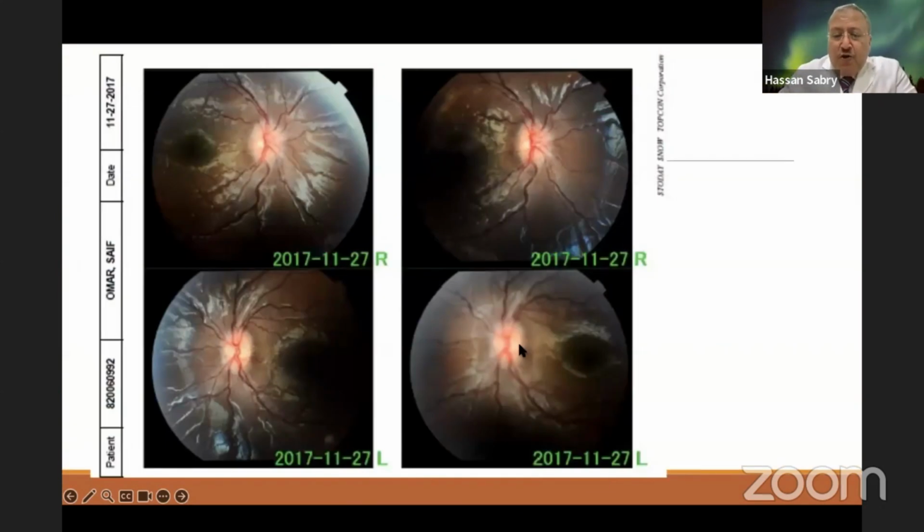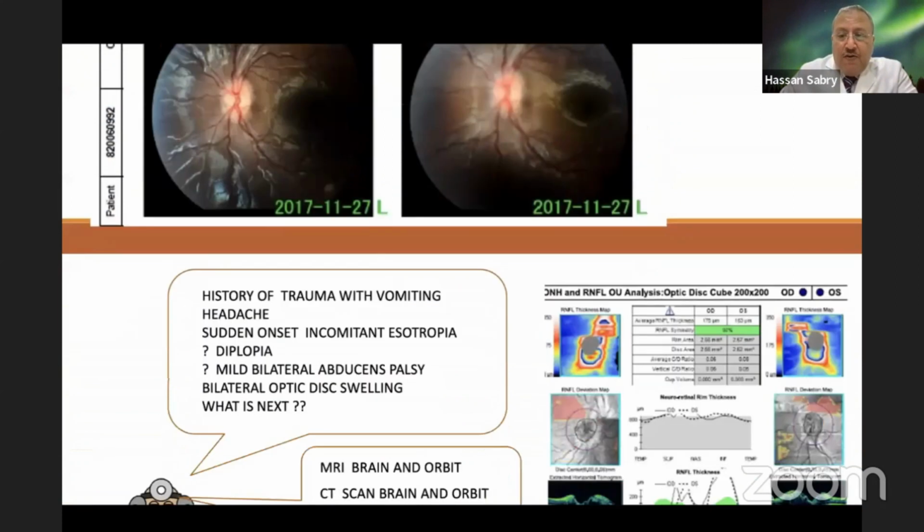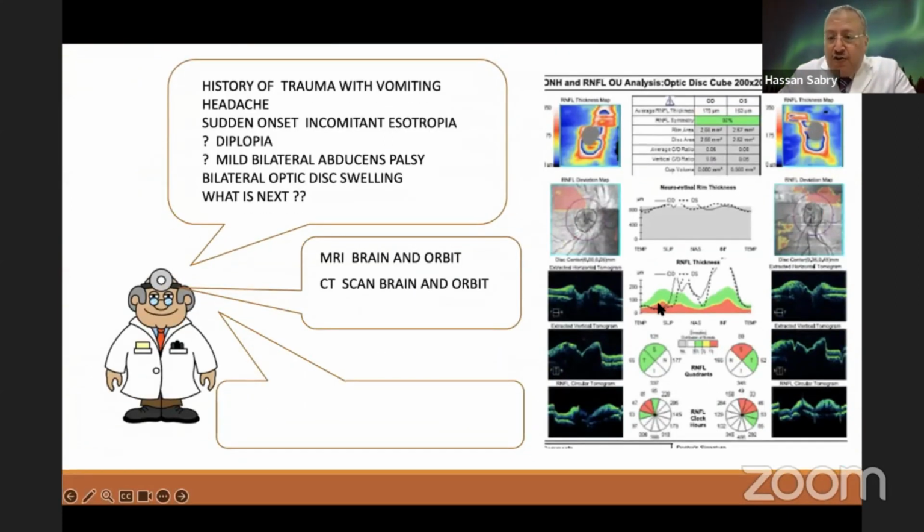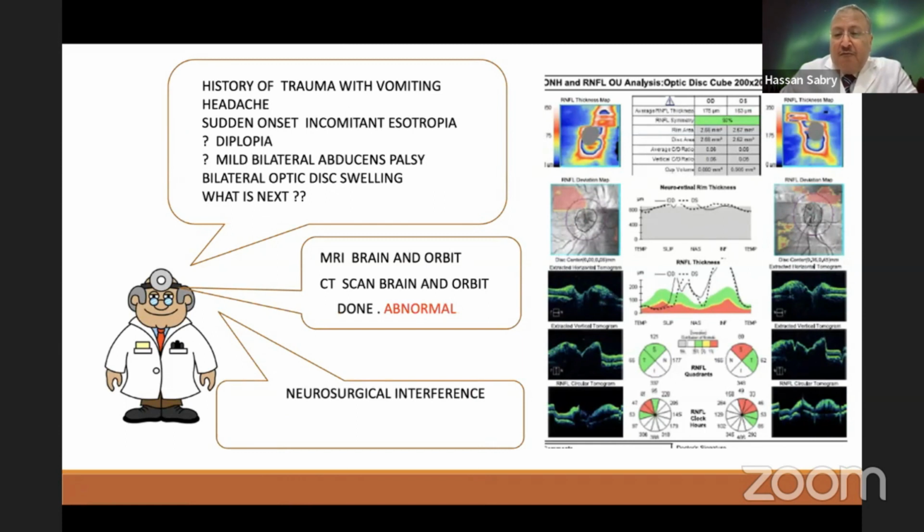This is the optic disc, which shows subtle edema, but when you do OCT, it shows definitely that he has optic disc edema. So: history of trauma with vomiting, headache, sudden onset of incompetent dysotropia, possible diplopia, mild bilateral abducens nerve weakness, optic disc swelling. What's next to do is definitely MRI neuroimaging. And the result came that he has an abnormal MRI. There was a hematoma inside. And from that point, neurosurgical intervention is a must.